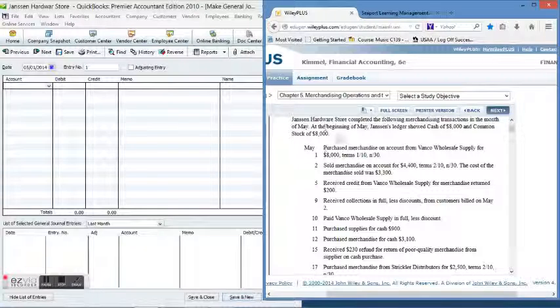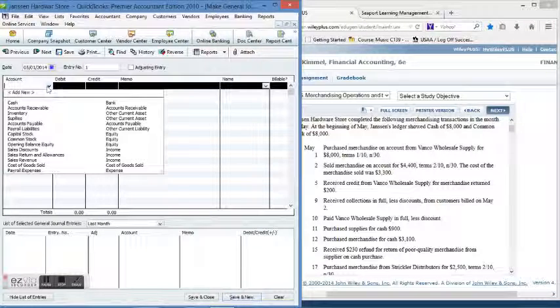Question 1 is just going to be the transfer of information for the entire month of May. You can see it starts us with $8,000 cash, $8,000 common stock. So, May 1st, purchased merchandise on account from Banco Wholesale Company for $8,000, terms 1/10, net 30.